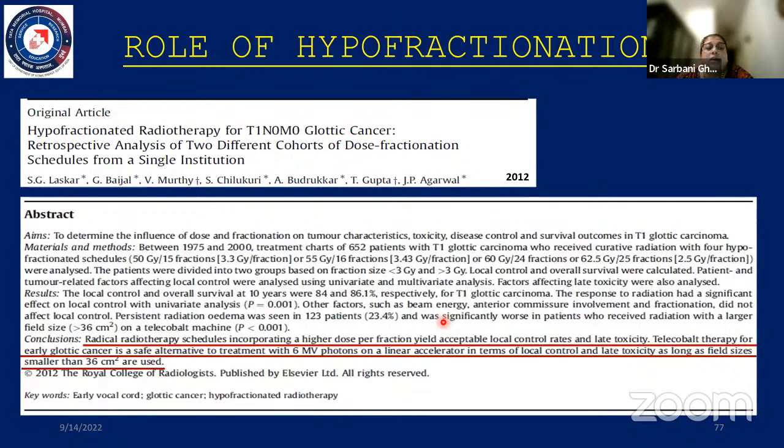And this is, of course, our later 26-year outcomes on the same group that I described earlier. What we saw very clearly was that a higher dose per fraction and a higher volume of radiotherapy were actually determinants of outcome. But at the same time, we also noticed that telecobalt therapy for early glottic cancer is a safer alternative to treatment with 6 MV photons, and late toxicity and local control were acceptable so long as field sizes smaller than 36 centimeter cube were used.